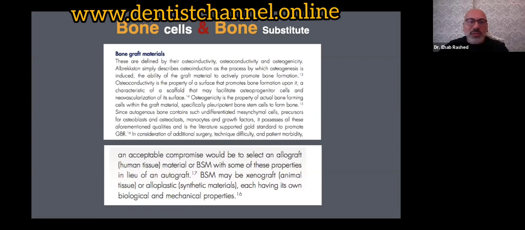And we also have to understand that sometimes when we take the bone from a human, we call it allograft, which is from a bank. If we use material that we take from animals, we call it xenograft. And if you use a material that is synthesized in the lab, we call it alloplastic or synthetic material, like minerals that I will talk about later on.